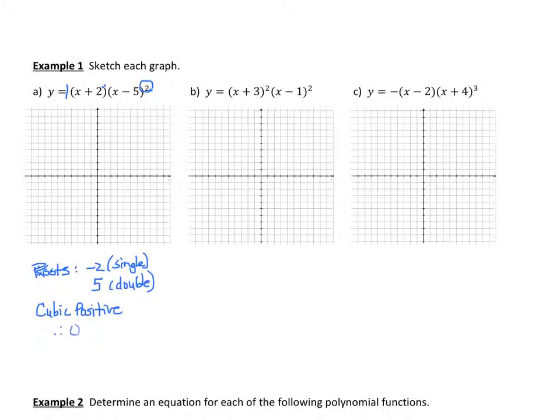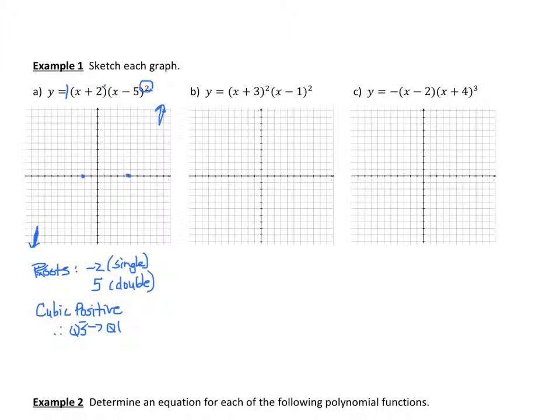Therefore, I know that the end behavior of this function is Q3 to Q1. So the overall behavior of this graph is it will originate somewhere in quadrant 3, and it will travel to somewhere in quadrant 1. Let's mark off the roots at -2 and 5.